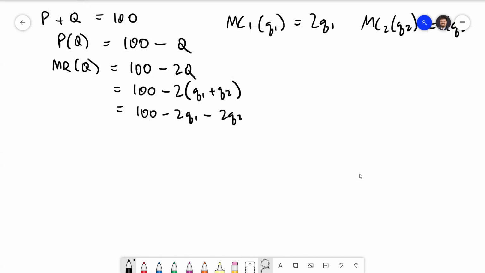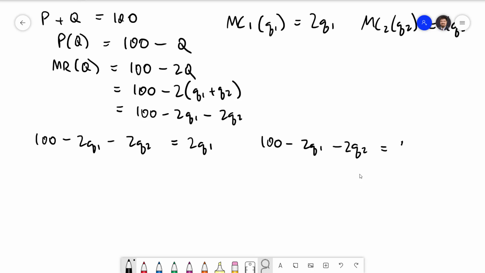For our system of equations, I'm going to take our marginal revenue, 100 minus 2Q1 minus 2Q2, and set that equal to our first marginal cost, which is 2Q1. And for our second equation, I'm going to do the same thing, but set it equal to our second marginal cost function, 4Q2. Now we'll go ahead and solve this.